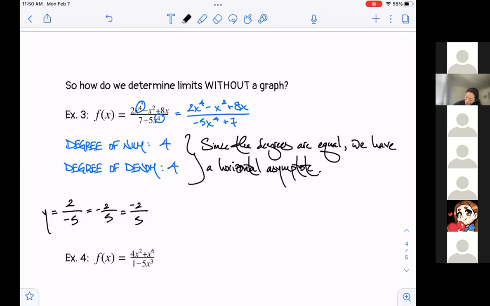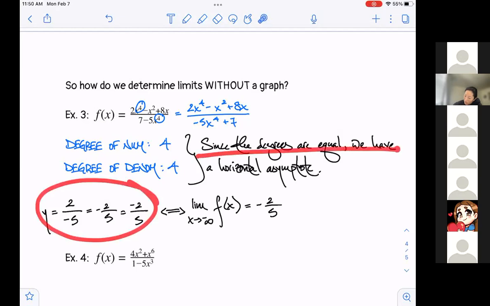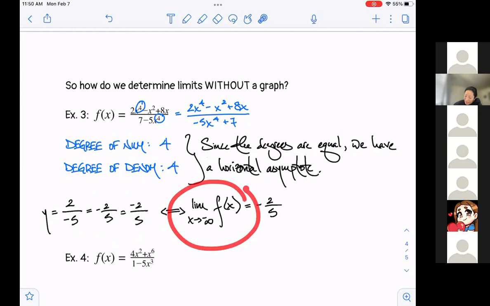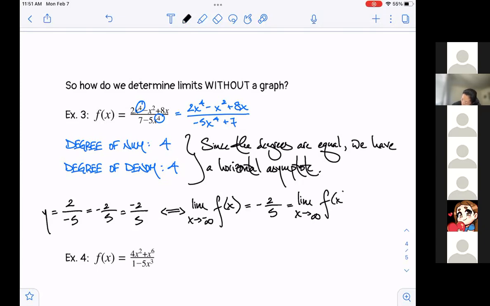But how does this tie into limits? Well, I could ask you this question in a different way. I could say the limit as x approaches -infinity of f of x, and you would say, oh, that's -2/5, because you knew that the degrees are equal, you have a horizontal asymptote, and you find that ratio. Okay, so this question is asking the same thing as find the horizontal asymptote, which is also the same as saying what happens when we go to the right end. Okay, all 3 of those are equivalent.